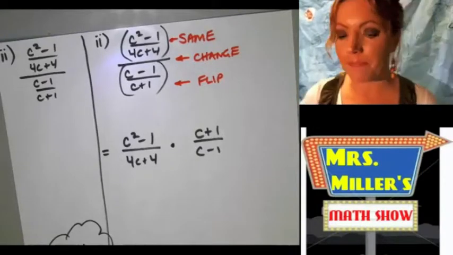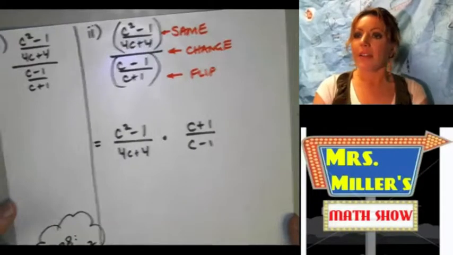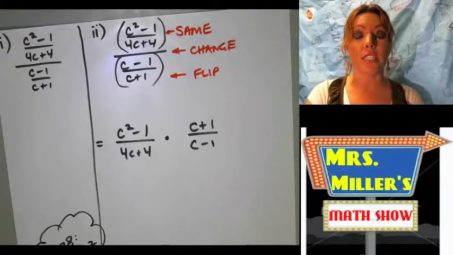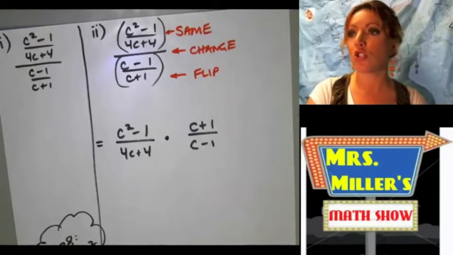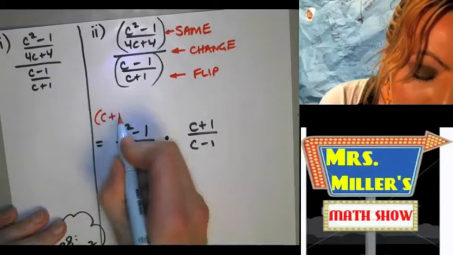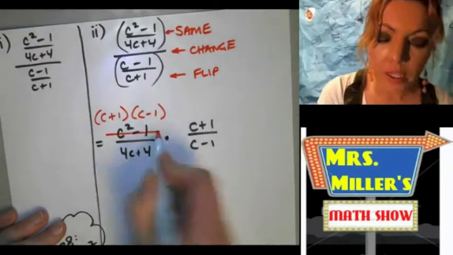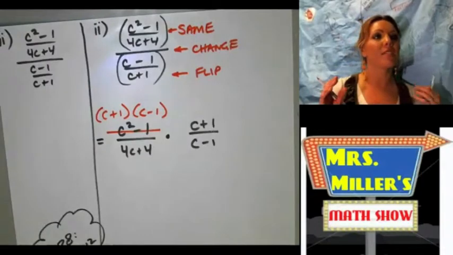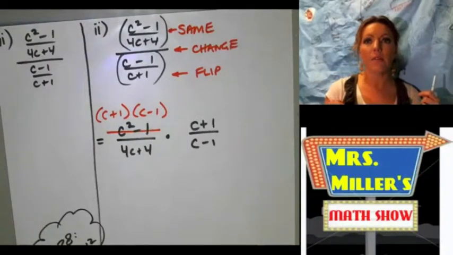Concentrate. So now we want to look for anything that can be factored. Samantha. Excellent. Everybody give it up for Samantha. So c squared minus 1, does anybody remember the technical name for that? Alyssa? Difference of two squares. Excellent. Give it up for Alyssa. Difference of two squares.